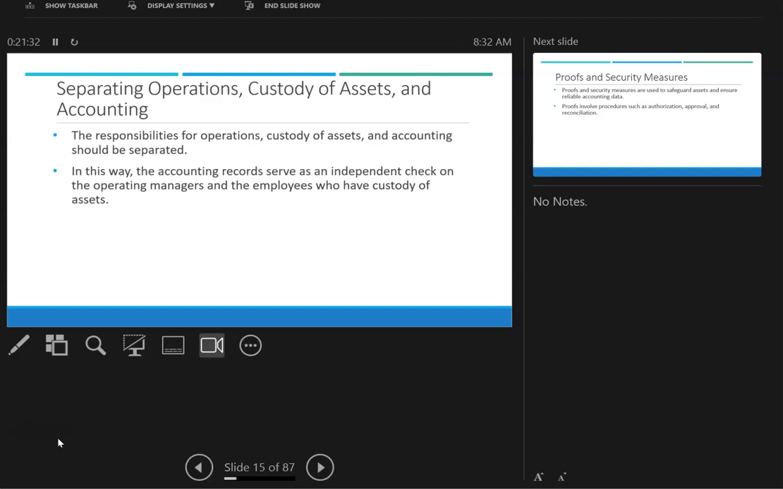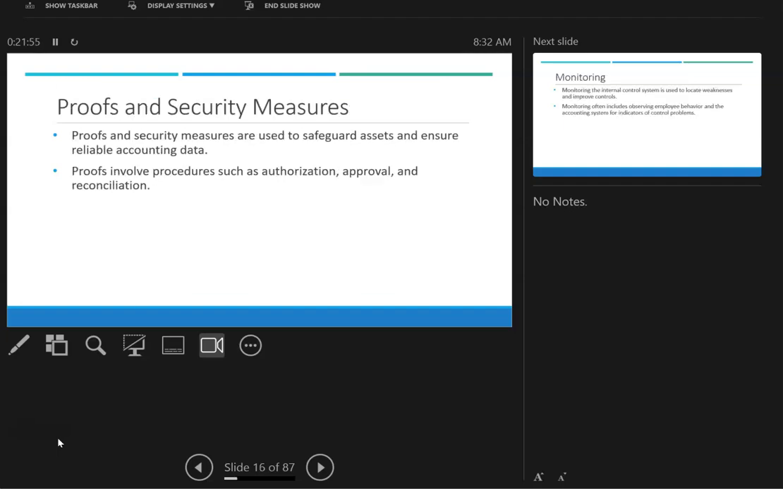The responsibilities for operations, the custody of assets, and accounting of the transactions should all be separated. In this way, the accounting records serve as an independent check on the operating managers and the employees who have custody of assets.